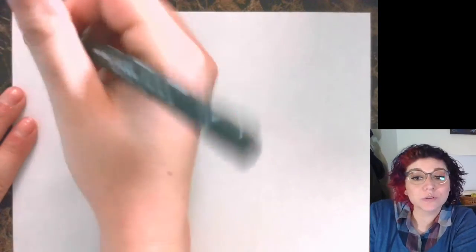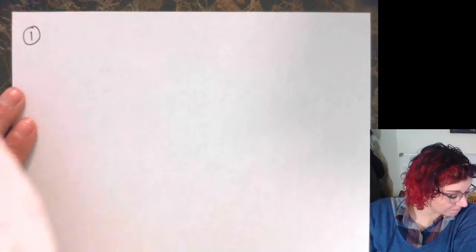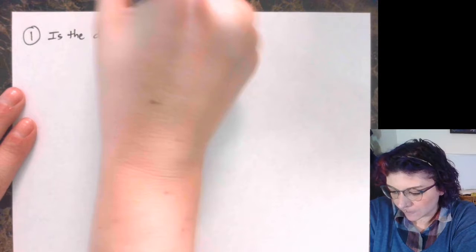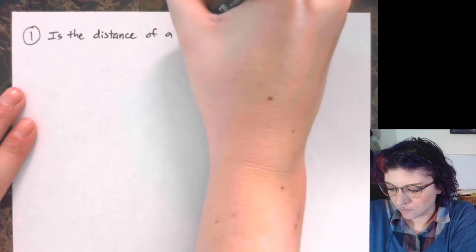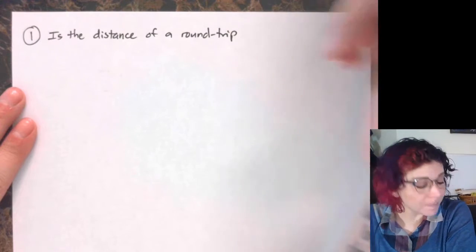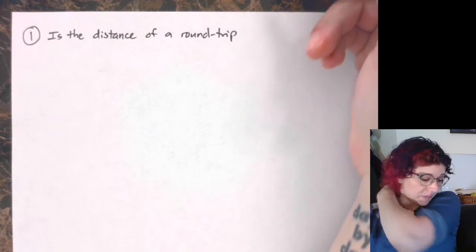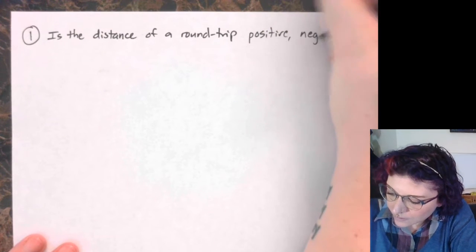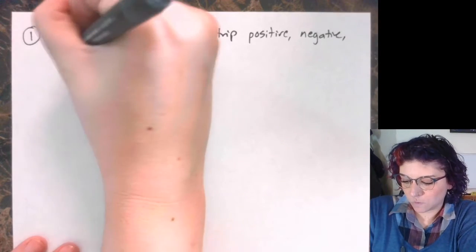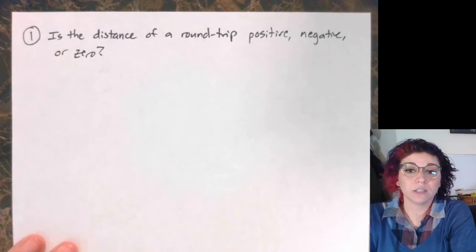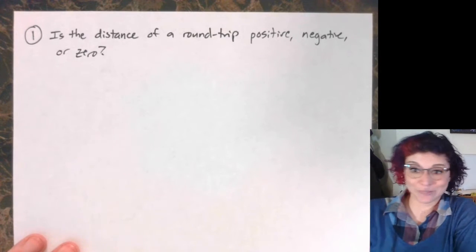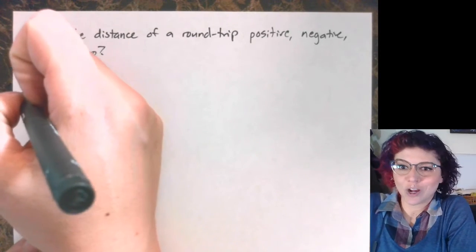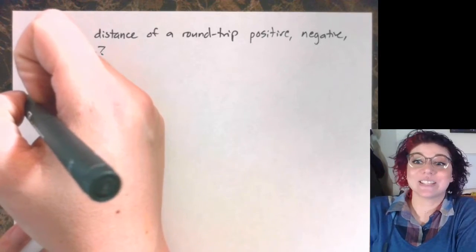All right, so let's work through some examples together. So number one, is the distance of a round trip, so going somewhere then coming right back where we started, positive, negative, or 0? I recommend that for all physics problems, you first draw a picture, draw a diagram. So I'm going to try to draw it the most simple way I possibly can.